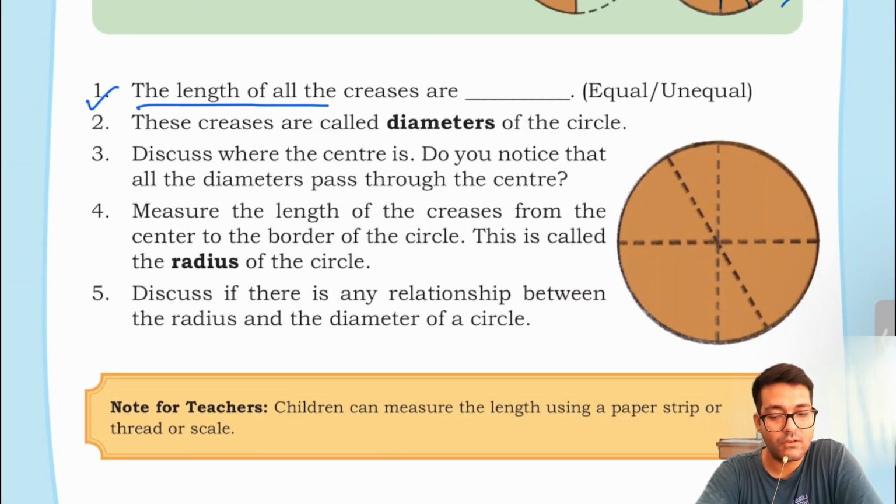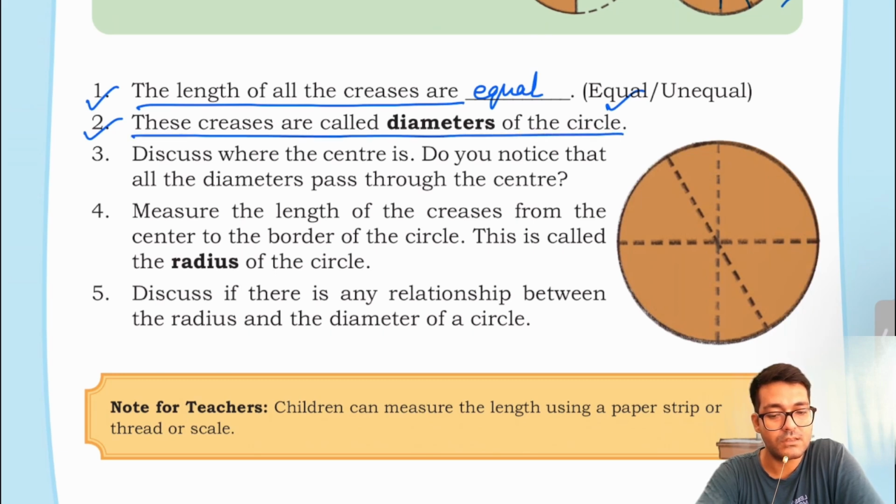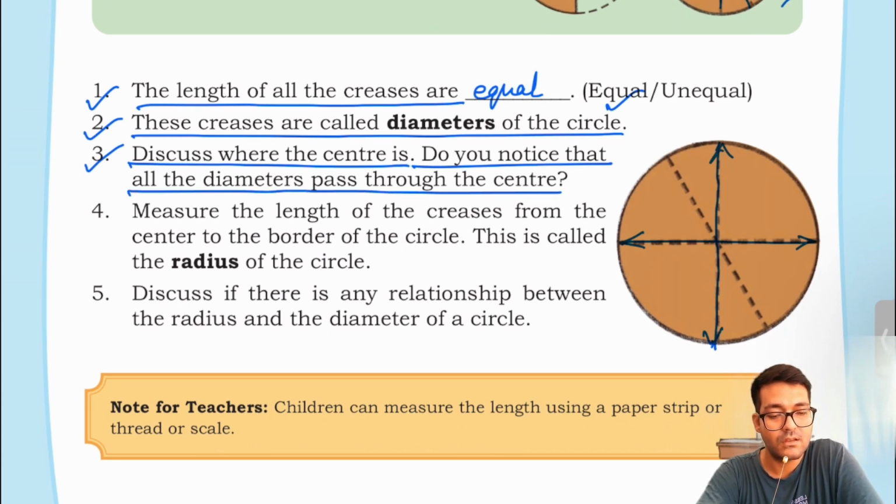1. The lengths of all the creases are equal. 2. These creases are called diameters of the circle. 3. Discuss where the center is. Do you notice that all the diameters pass through the center? Yes, all the diameters pass through the center.